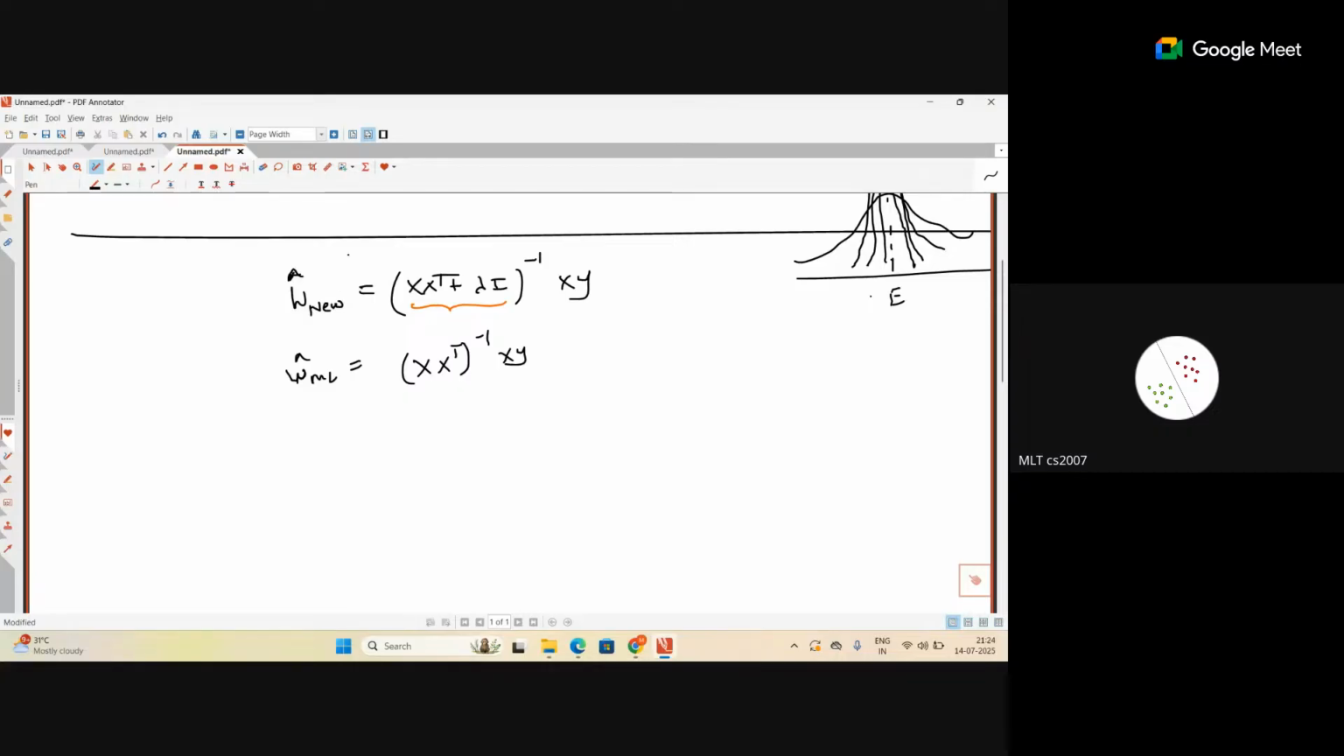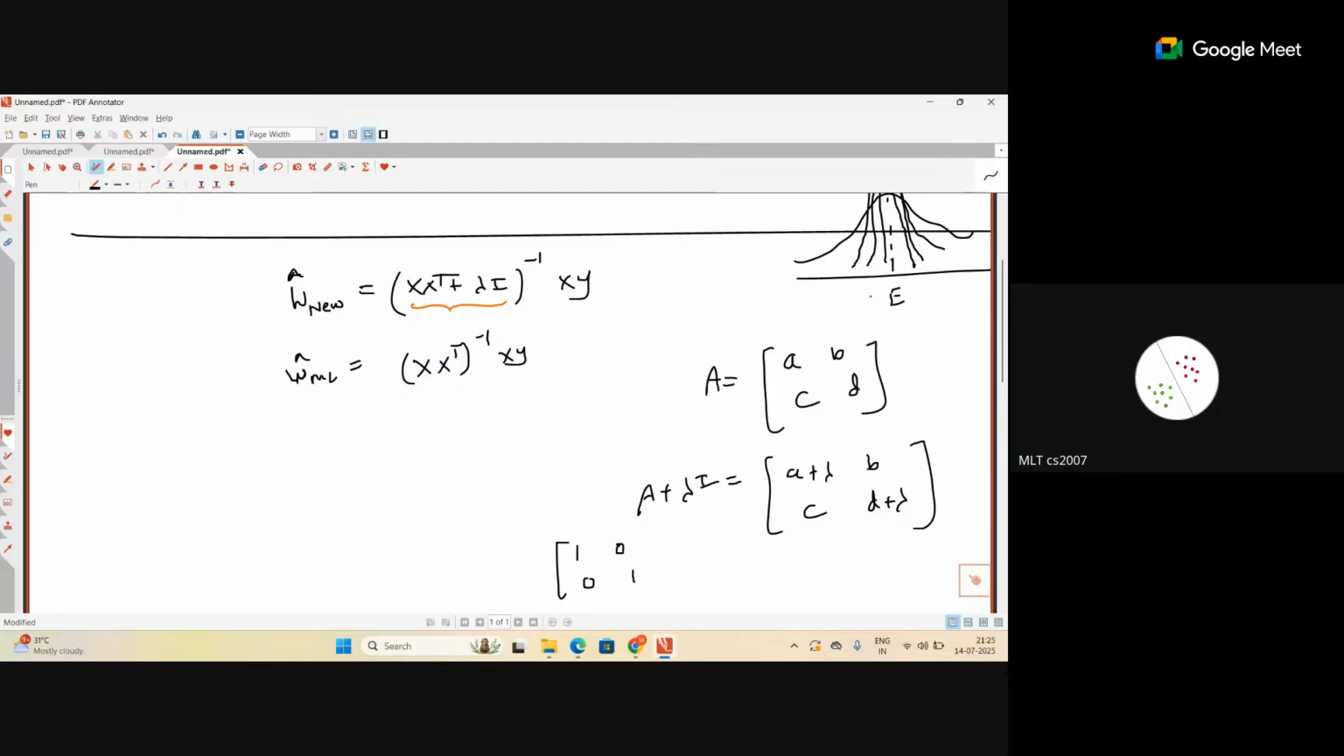Okay. So until this part is okay, let us say, how this matrix will look like. So A is, let's say, a matrix like this: A, B, C, and D, some values. Now, how will A plus lambda I look? It will look like this, right? A plus lambda, B, C, and D plus lambda, because I is your identity matrix, 1 0 0 1, and if I multiply with lambda, this will become lambda 0 0 lambda. Is that right?